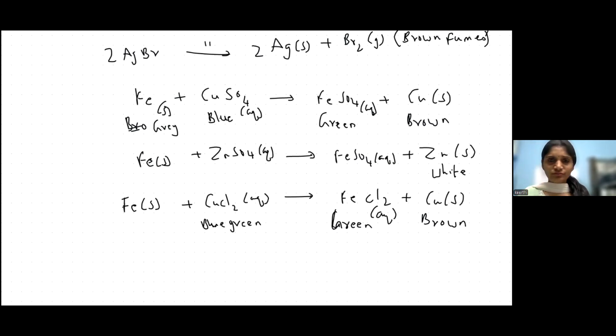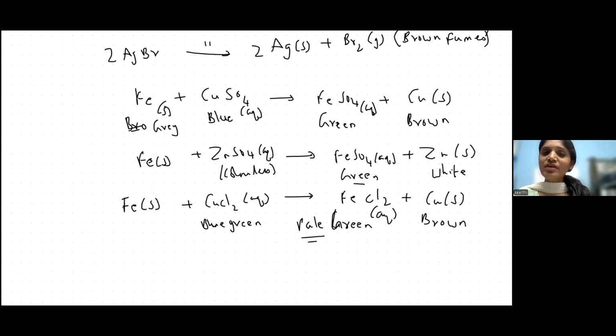Clear? Now here I was telling, zinc sulfate basically is a colorless solution. Now, when you go for FeSO4, iron is displacing zinc from its solution. So here you get FeSO4, and FeSO4 color is green. This is not very dark green, but you can see a pale green color here.